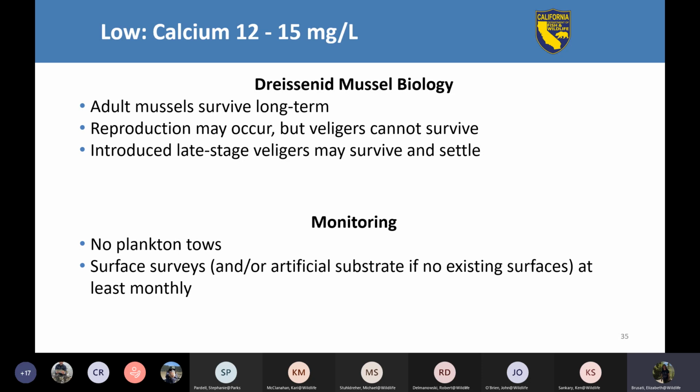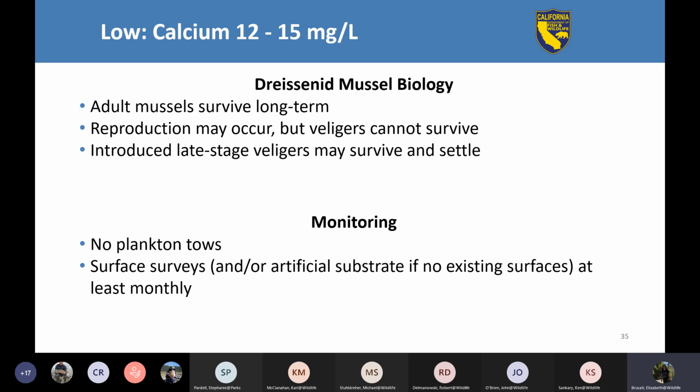In that case, the adult mussels are not able to survive long term. You might have some reproduction, but the veligers will not be able to survive due to the lack of calcium to develop their shells. Some veligers introduced at a later stage of development might still be able to survive and settle, however. So in this situation, we don't recommend monitoring.